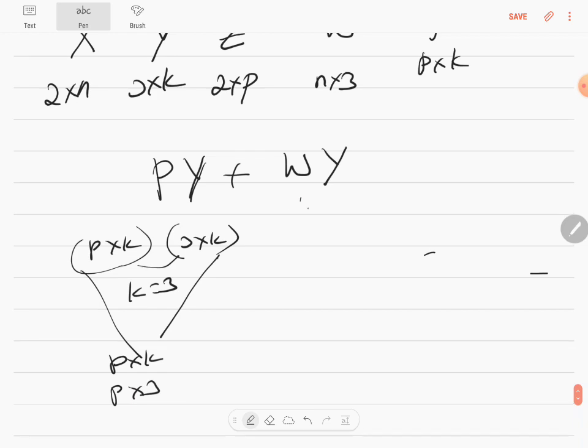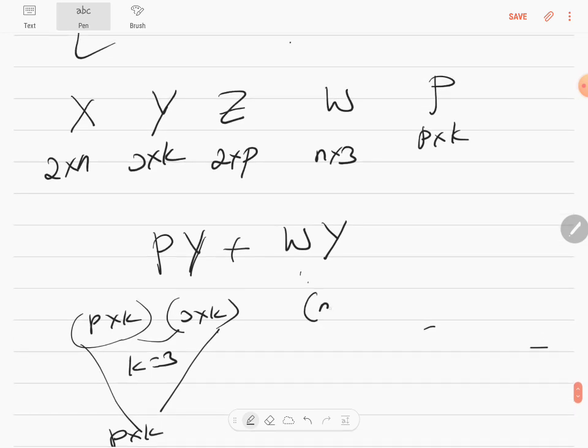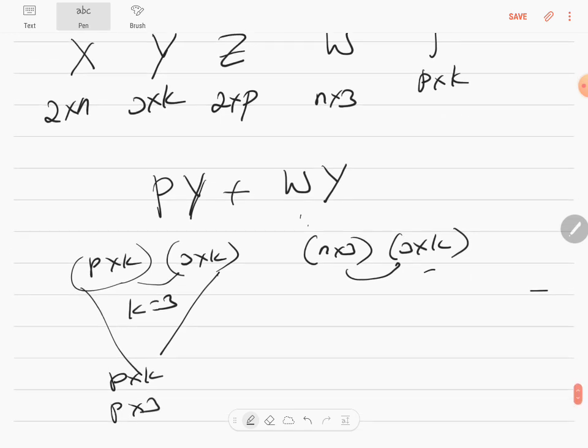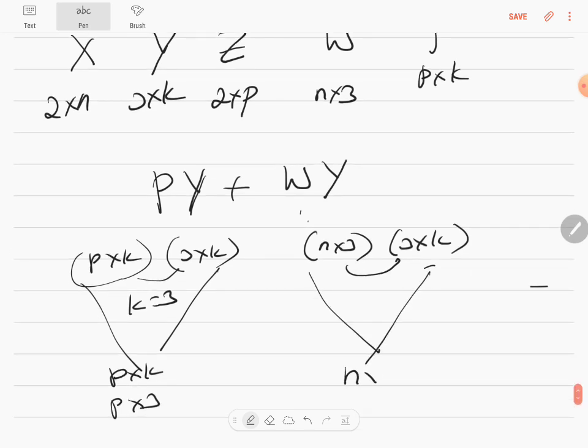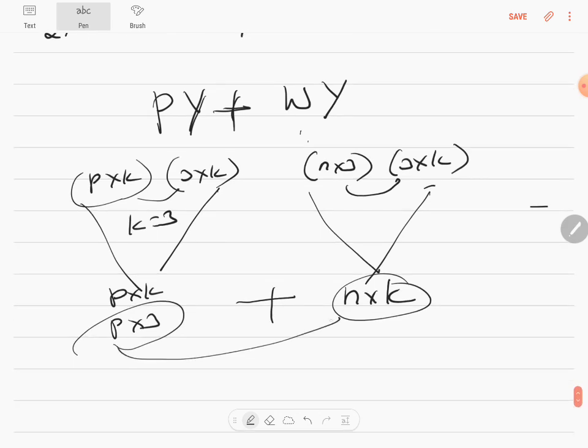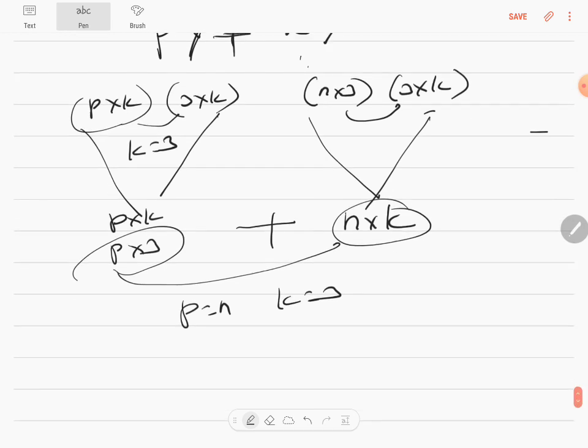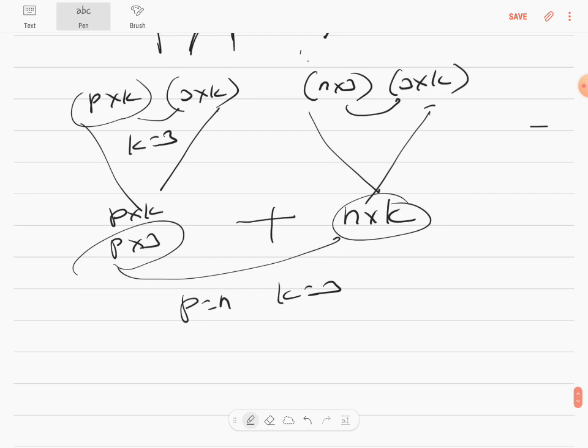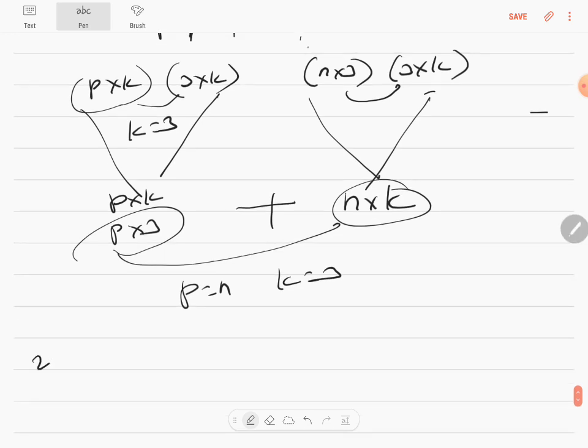Now what is the W matrix? Can you see? It's N by 3. What is the Y matrix? It's 3 by K. And you know the middle order has to be the same. It is the same. And the resulting matrix has to be N by K. And to add 2 matrices, the entire order has to be the same. So therefore you understand P should be equal to N and K should be equal to 3. Whatever the question is, you will be able to answer. So let's go to the next question, which is the 22nd question.